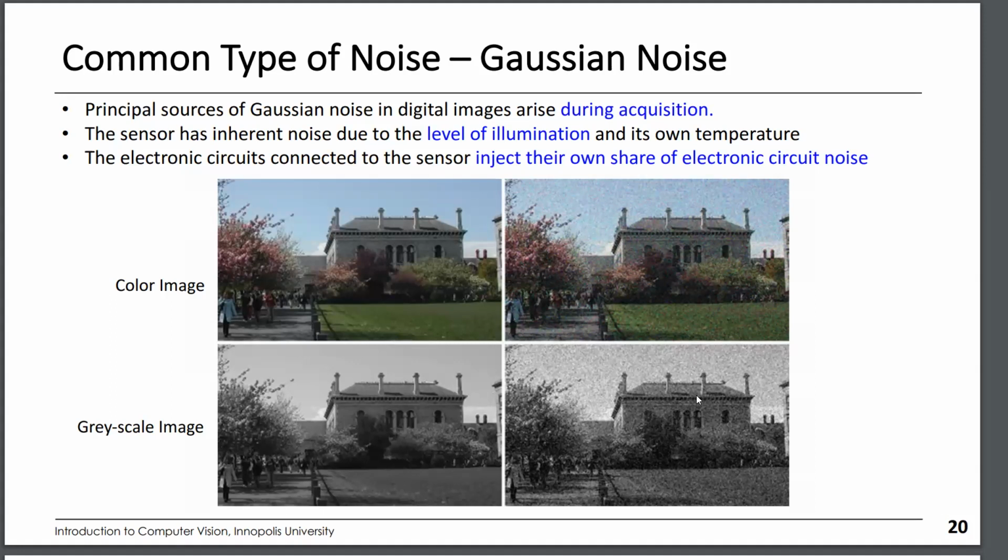A common type of noise is Gaussian noise. The principal sources of Gaussian noise in digital images arise during acquisition, right? When you are acquiring the image, the sensor has inherent noise due to the level of illumination and its own temperature. So in most of your photographs, you usually include a noise removal operation directly in the camera itself. Or, for example, in some cases, the electronic circuits connected to the sensor inject their own share of electronic circuit noise, right?